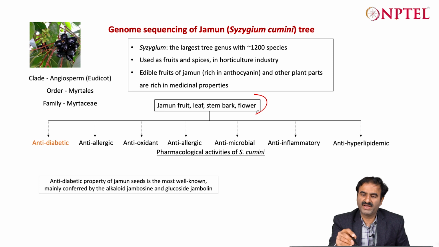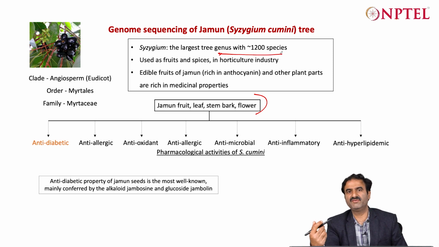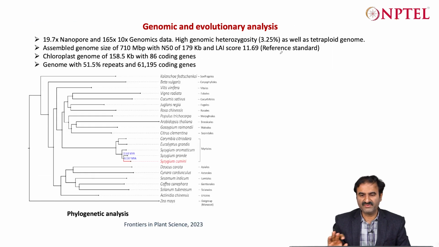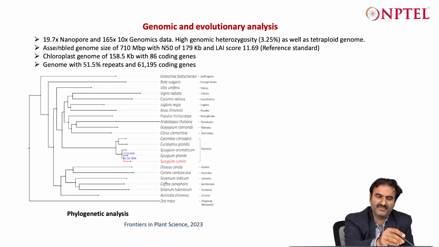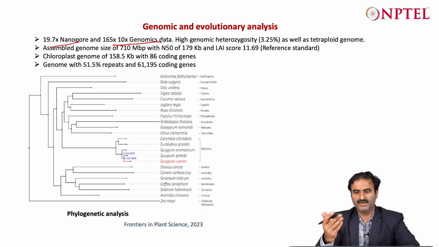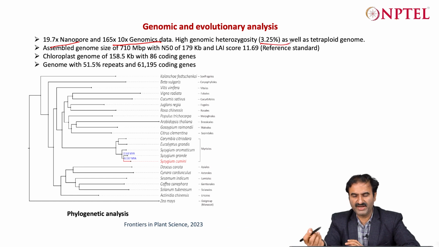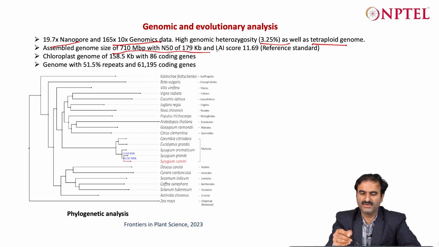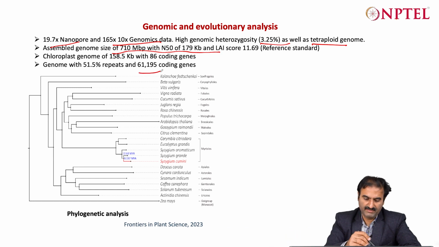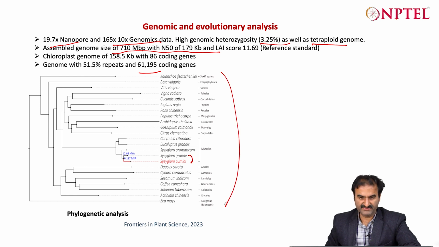And it is from the largest genus. So these are the factors that will motivate you to go for its sequencing. And once you have achieved the sequencing with a sufficient amount of nanopore, 10x Genomics or Illumina data, you estimate the heterozygosity and polyploidy, it's a tetraploid genome, right, assemble the genome with good quality N50 and LAI, and then identify all the genes and make the phylogenetic tree, placing that in the context of all the other species.